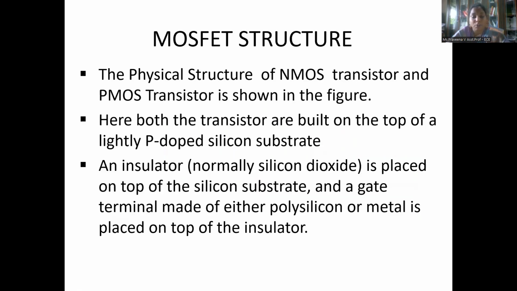Okay, let us see the MOSFET structure. NMOS and PMOS are fabricated in a lightly doped silicon substrate, with the source, drain, gate and substrate terminals forming the basic MOSFET structure. A thin silicon dioxide insulating layer separates the gate from the substrate, allowing the gate voltage to control the current flow between source and drain. Okay.